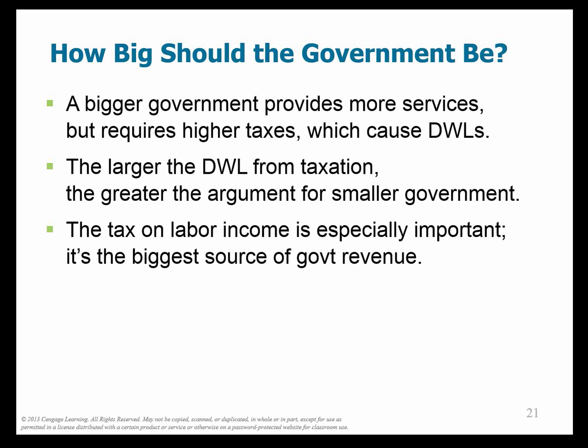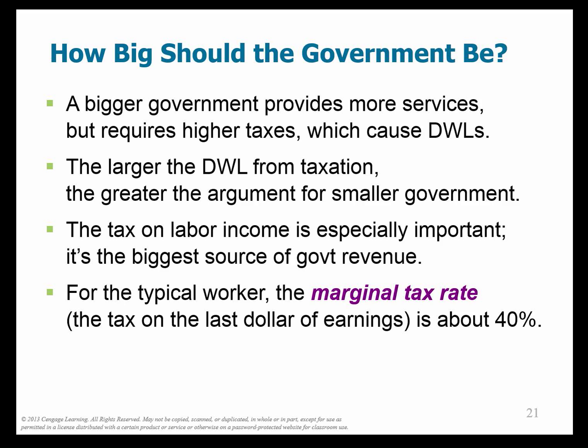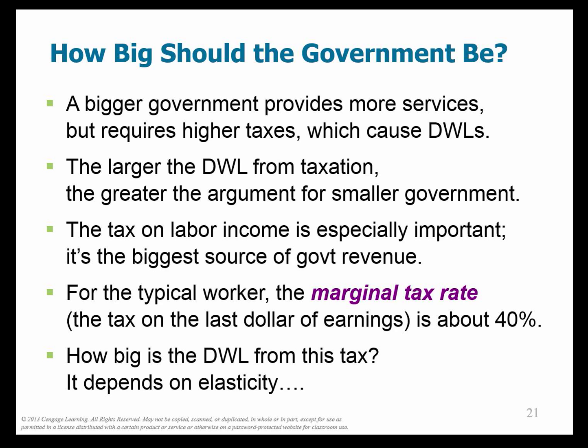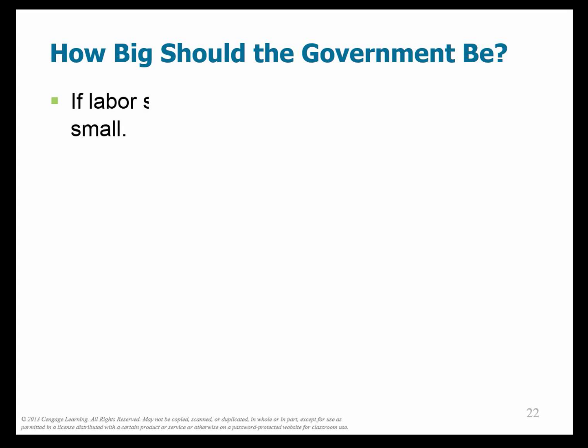And so the argument for a small government or a small amount of taxation is this deadweight loss argument. Labor income is the biggest source of government revenue, so we really should think about how much is the deadweight loss from taxing labor income, okay? So it depends on elasticity. We'll show it right here.